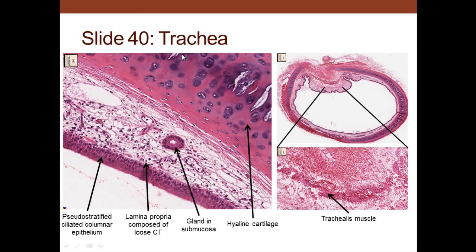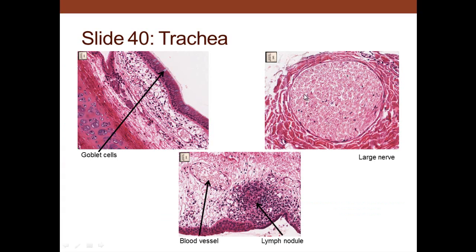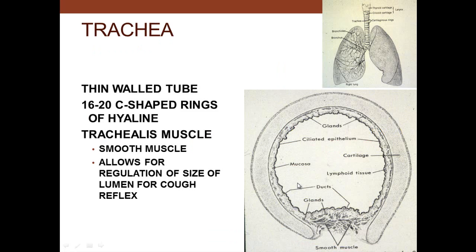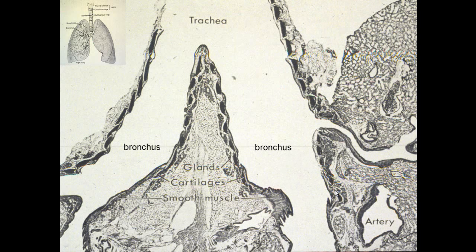And here we can see the trachea, the cartilage, the respiratory epithelium, the lamina propria, glands in the submucosa, and here we can see the muscle that we have there. This is the trachealis muscle, and when it contracts, it closes the C and increases the velocity of airflow. Goblet cells and ciliated cells that we see there in this pseudostratified columnar epithelium. Nerve, there's the perineurium right there, endoneurium around each cell, blood vessels, lymph nodules that we can see there. The trachea has 16 to 20 C rings, as I mentioned, and there's smooth muscle that facilitates that.